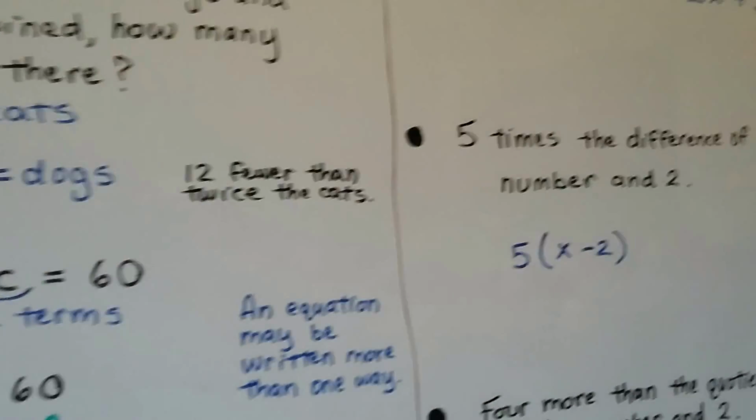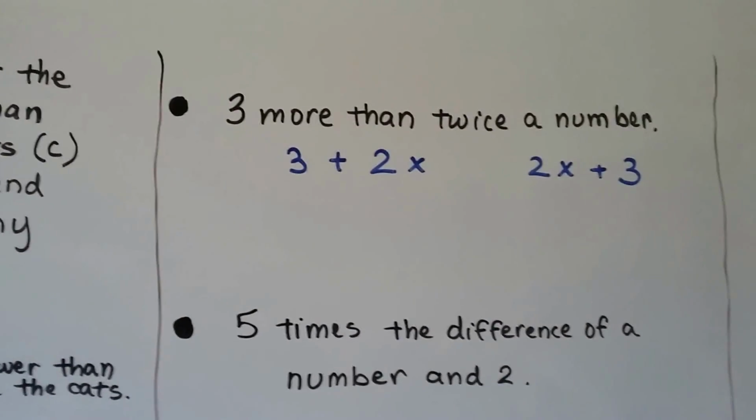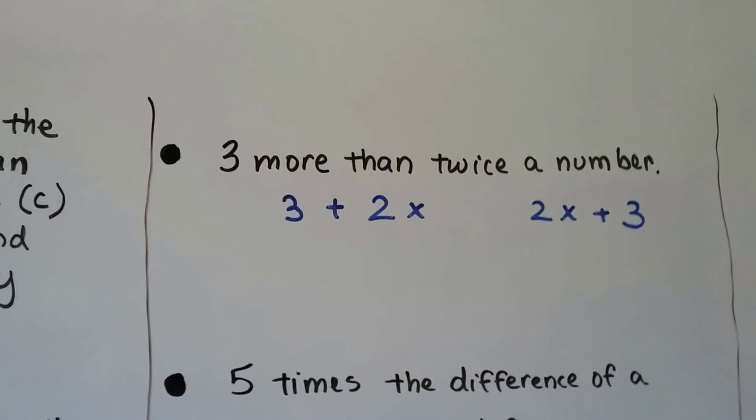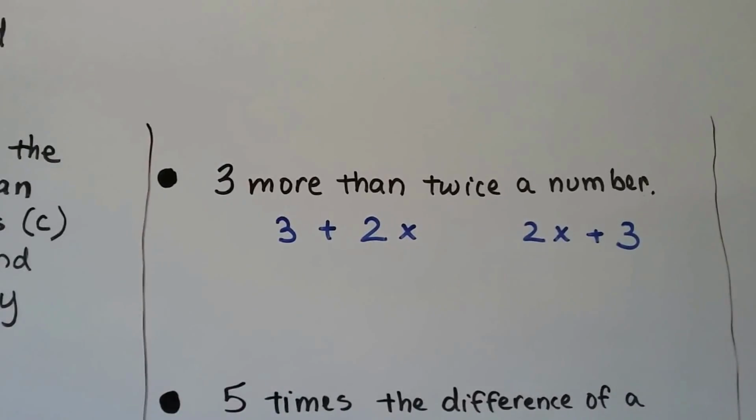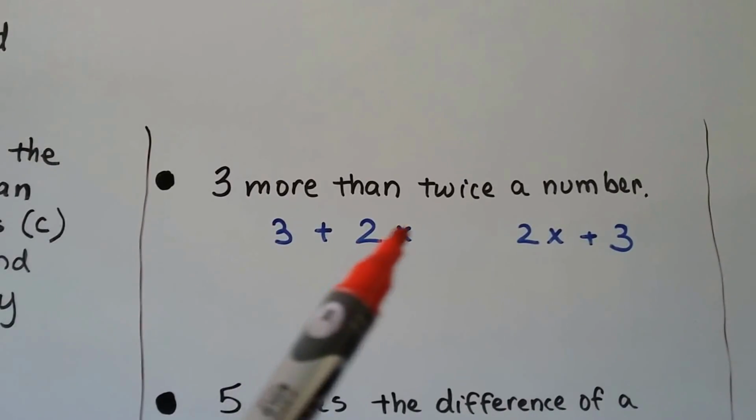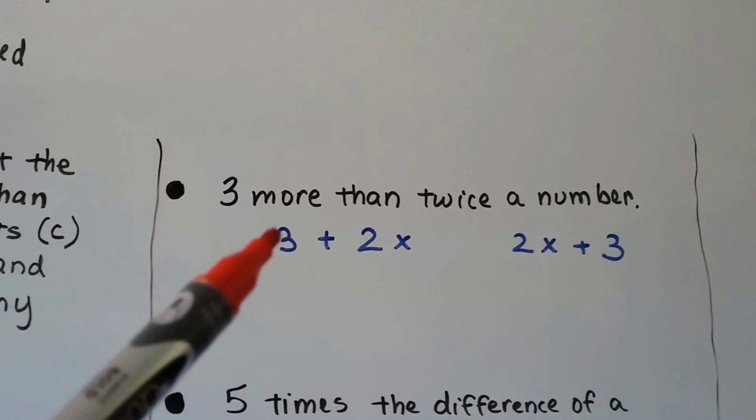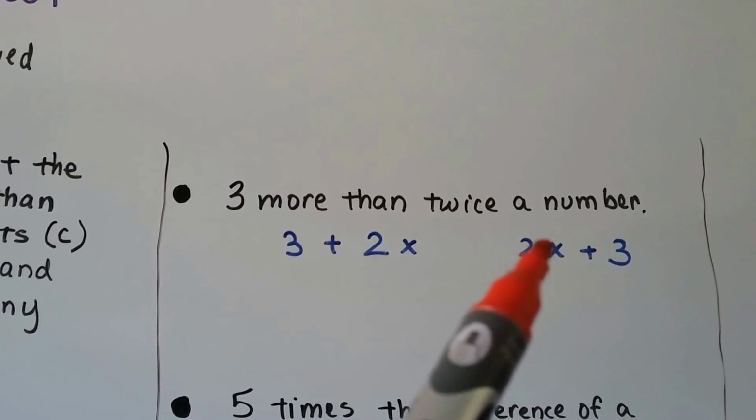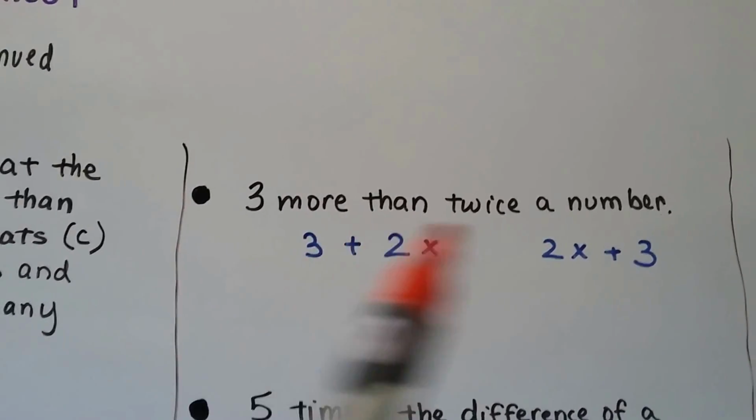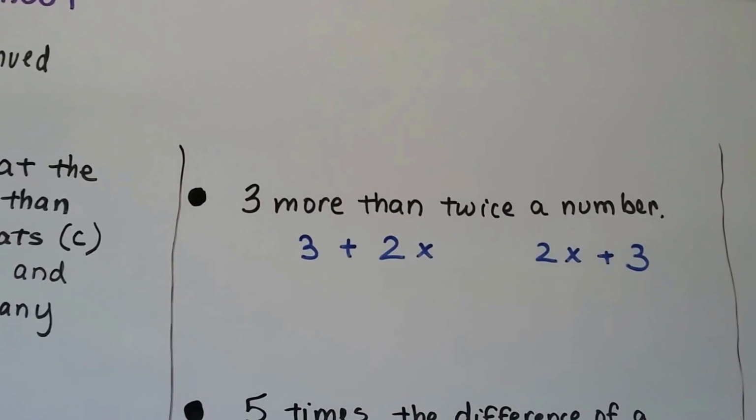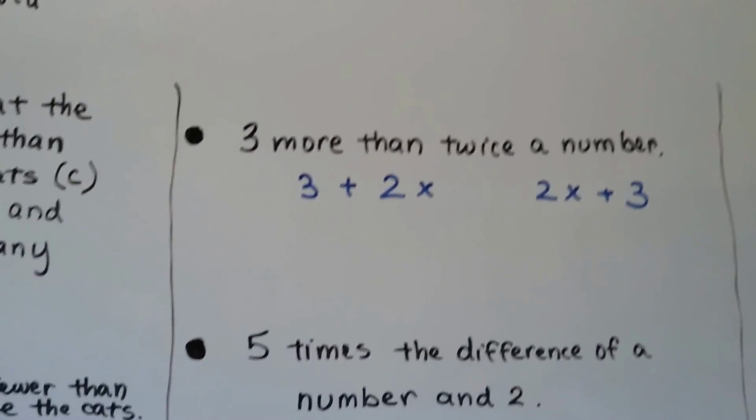So here's some phrases. We have 3 more than twice a number. Well, if we have 3 more, it's plus 3, isn't it? Or 3 plus. And twice a number would be 2x or 2n or whatever variable we choose. So we have 3 plus 2x. We can also say 2x plus 3. It doesn't matter which one's first because it's addition. Okay? It only matters when there's subtraction.